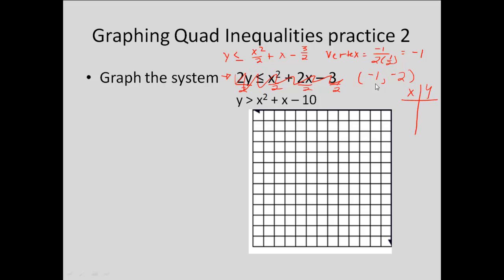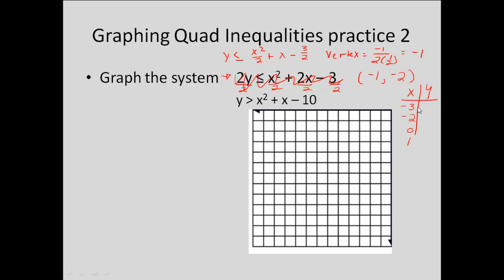I'm going to use my vertex as a reference point. Since my vertex is at -1, I'm going to pick 2 points to the left, -3 and -2, and then 2 points to the right, which I'm going to pick 0 and 1. Now I have to plug each of these back into my equation to figure out what their y values are.